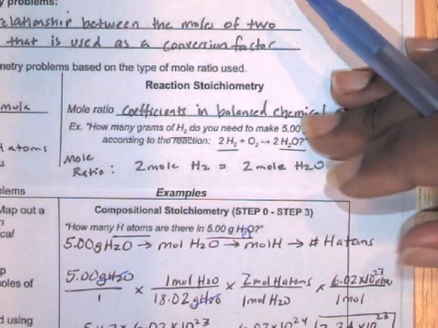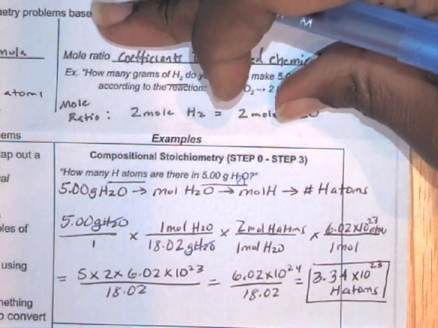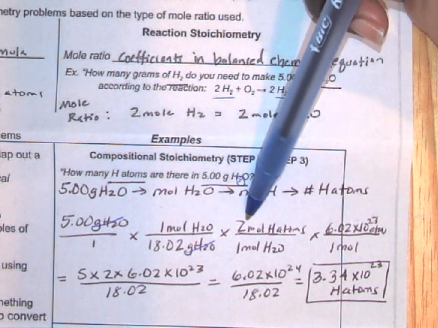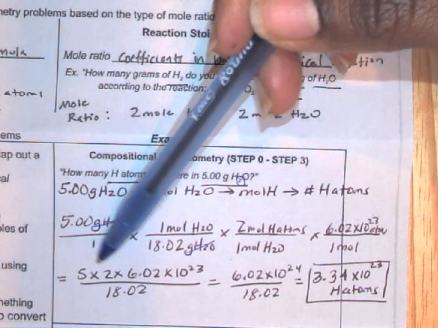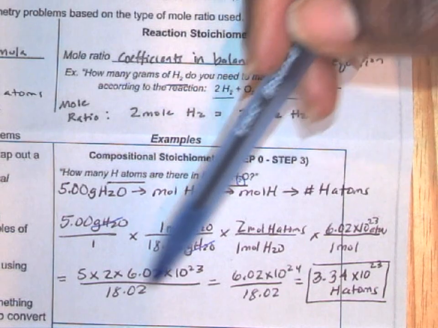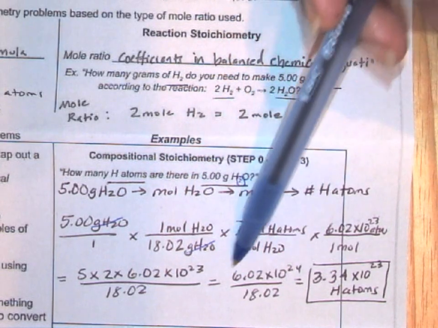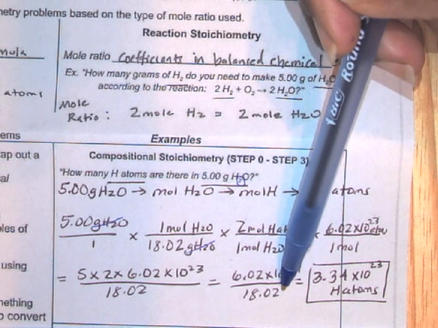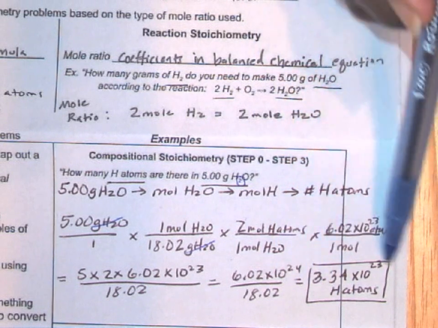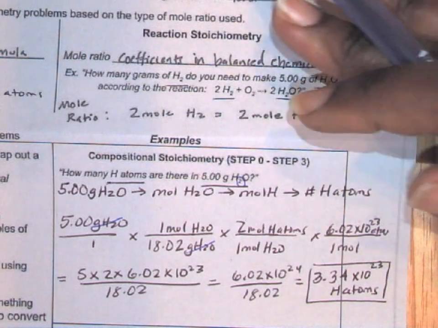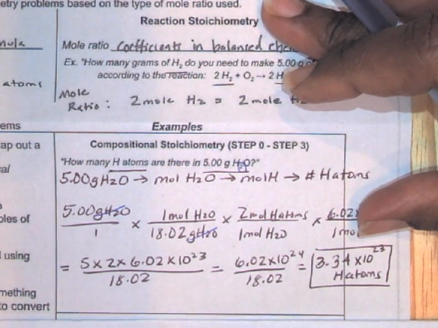Then to do the math, since you're multiplying fractions, you multiply straight across, so 5 times 2 times Avogadro's number, that's what I have in the numerator, divided by 18. And so when I multiply the numerator out, I get 6.02 times 10 to the 24, and then I'm going to divide that by 18.02, and then I get this number, 3.34 times 10 to the 23 hydrogen atoms. So that's some compositional stoichiometry.